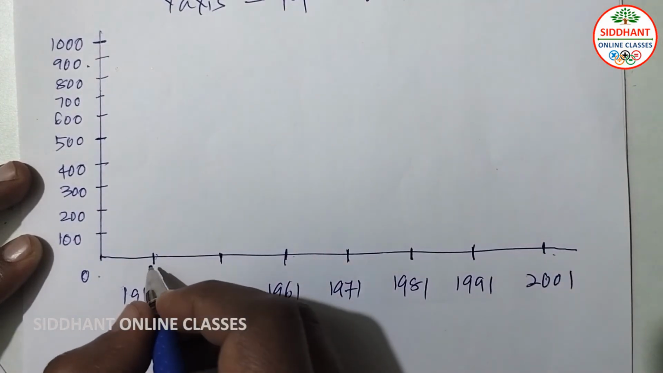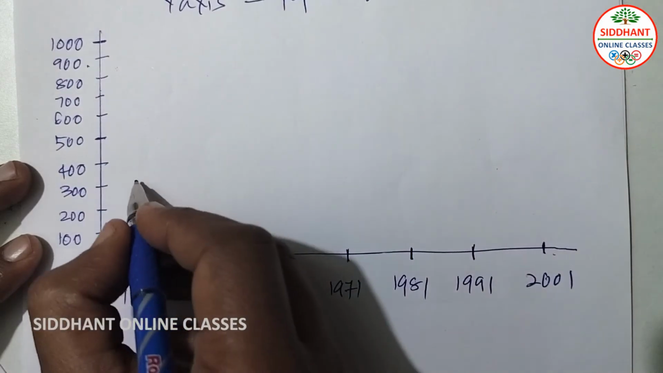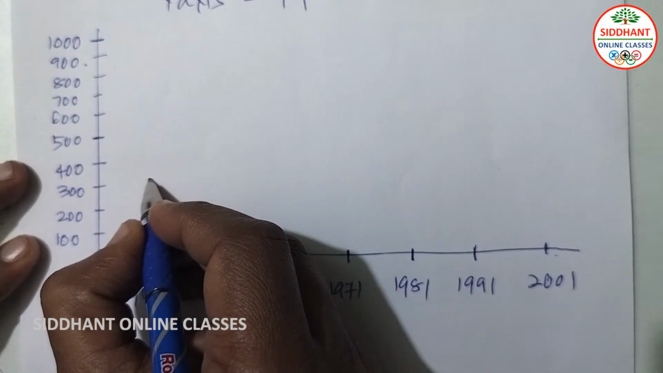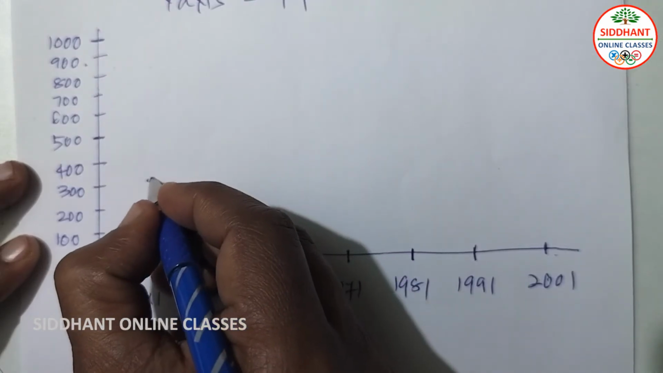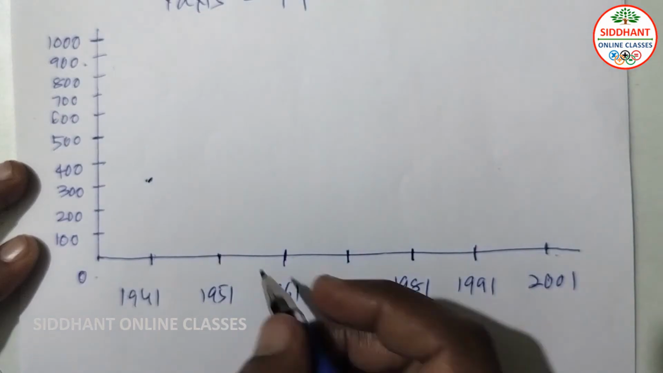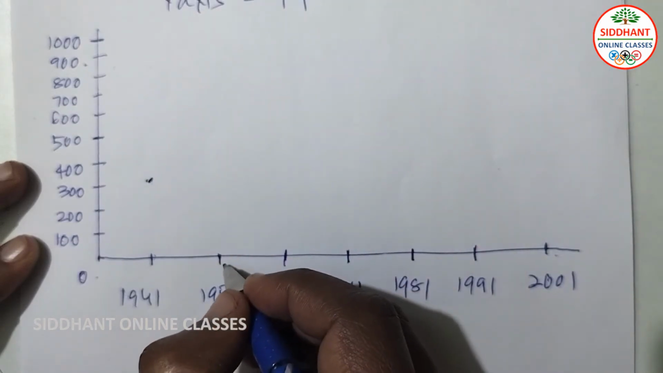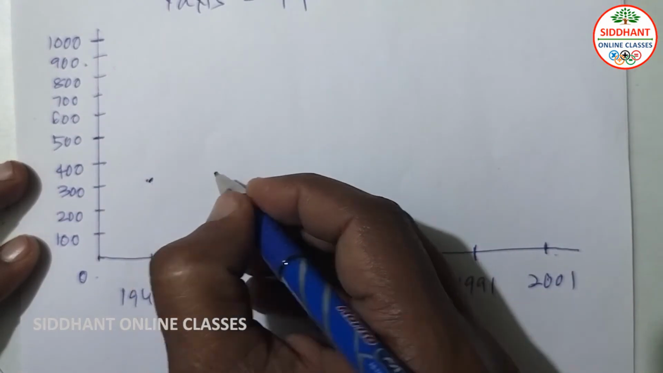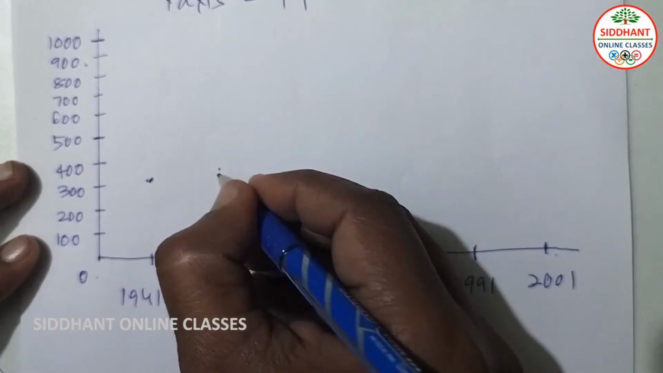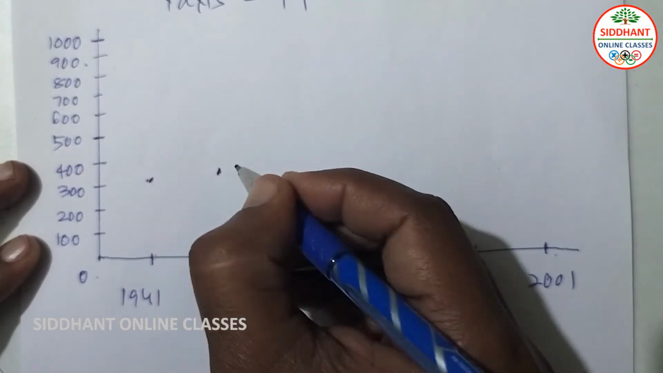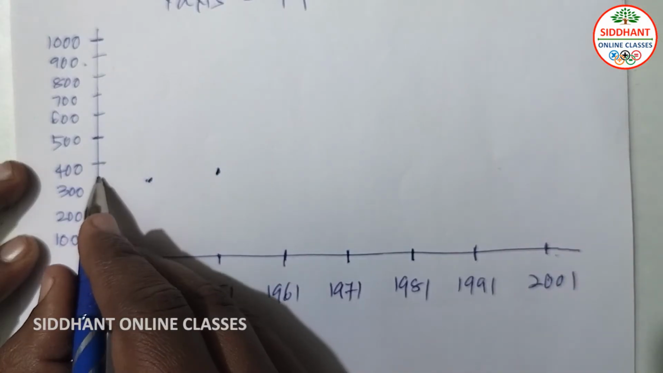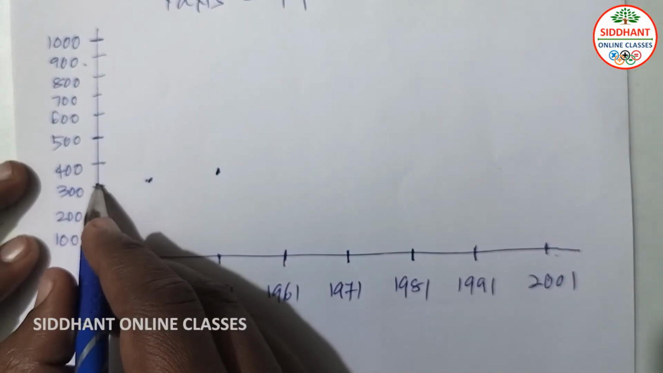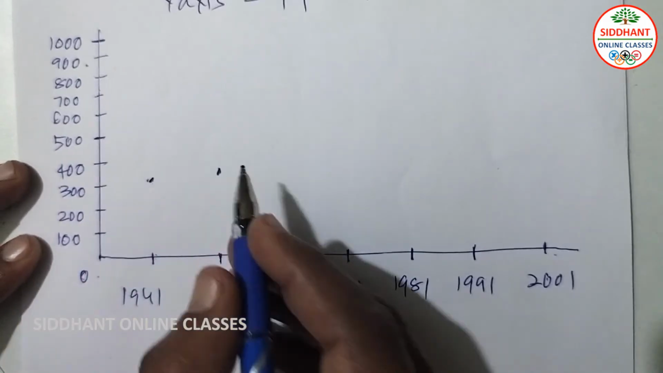And the population in 1941 is 320. So 320 means we are going to keep the point here. 1951 it will be 360. So 360 means here we are going to keep. Between 300 and 400, it is divided into 10 parts. So 360 we are going to keep.